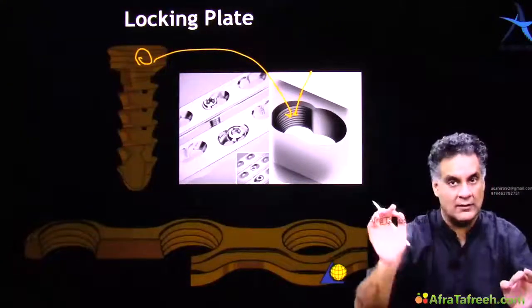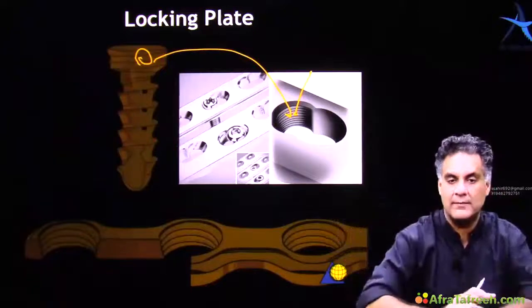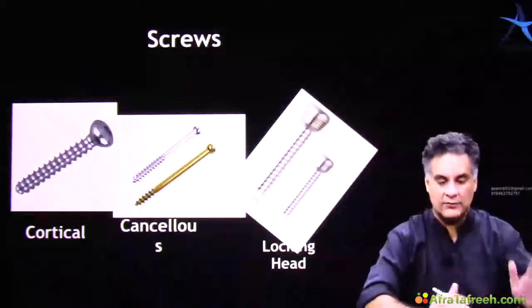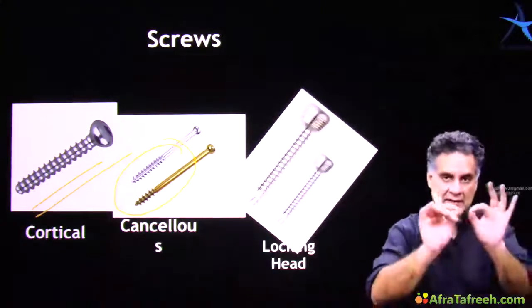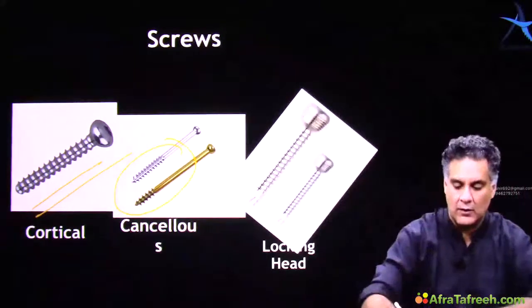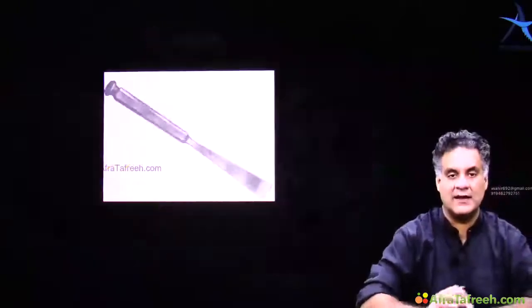You can get an image of the locking screw or locking plate. These are different types of screw: the normal cortical screw, the cancellous screws, which have the threads at the distal end, or the locking screws which have threads on the head too.